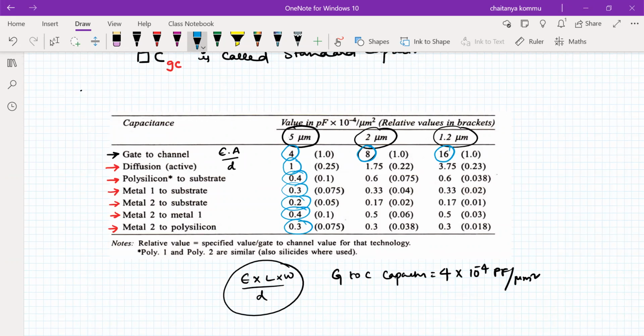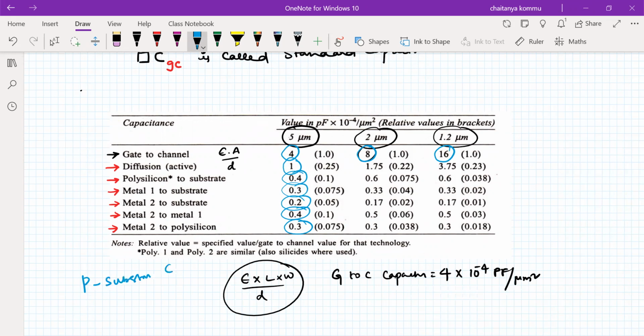Calculating the absolute values of the capacitance is a little bit difficult sometimes. Instead, we consider the relative capacitances. It is better to consider the relative capacitances. What do you mean by a relative capacitance? That means you take any layer. For example, you consider this is the polysilicon to substrate, poly to substrate.